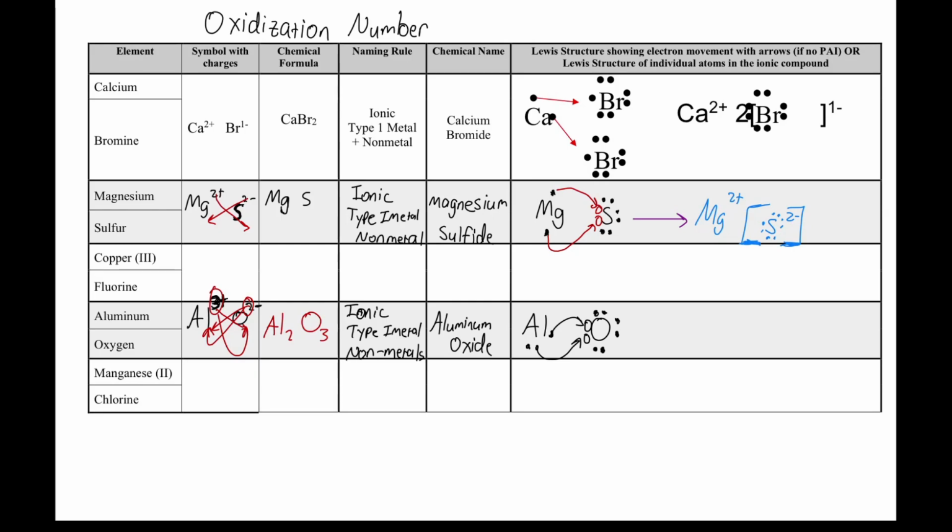Now we have a single electron left on that aluminum that we need to assign. So we need another oxygen. An oxygen with 6 electrons and 2 empty spots. That oxygen will grab one of those electrons from the aluminum, and now that still needs 1 more.